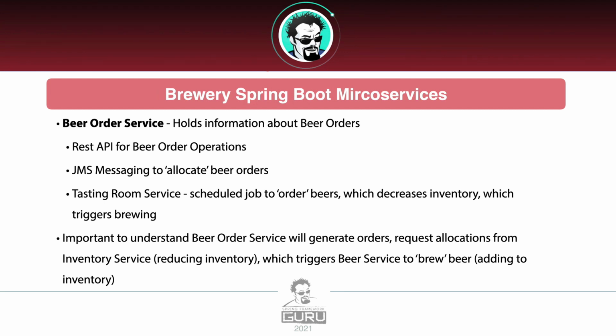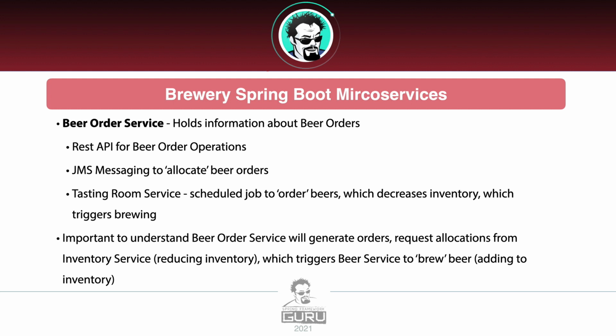Now, next is the beer order service. This is going to hold information about beer orders. Again, it's going to provide a REST API about order operations. And then also, this is going to be using JMS messaging to, air quotes, allocate beer orders. This has a very important service called the tasting room service. This is a scheduled job to order beers from our tasting room at our hypothetical brewery. This, of course, is going to drive down inventory. As inventory goes down, we trigger brewing to increase inventory.